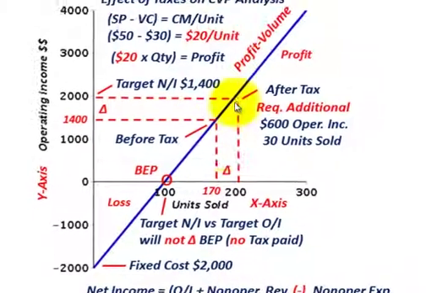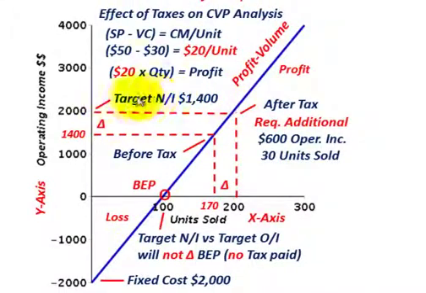So let's go back and look at what we're looking at here. For our example, we're going to have a targeted net income, that's income after taxes, of $1,400. Same as what we had for our operating income, where we didn't include any taxes. But as a result of our tax, we're actually going to have to have $2,000 in operating income to support our targeted net income of $1,400, and we'll look at that. Along with that, we're going to have an increase in units sold to 200 units.